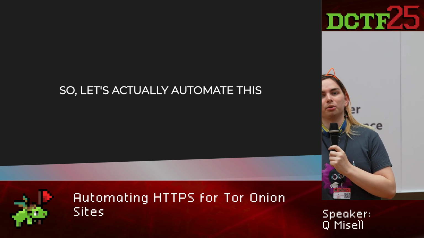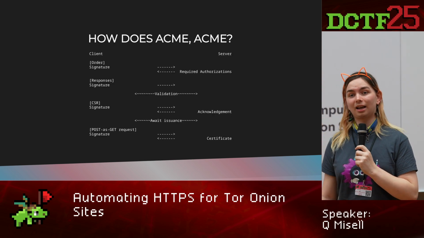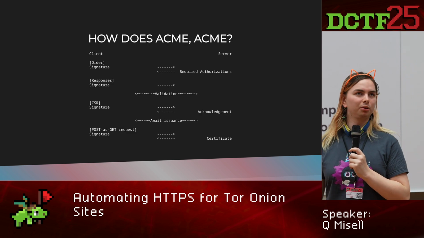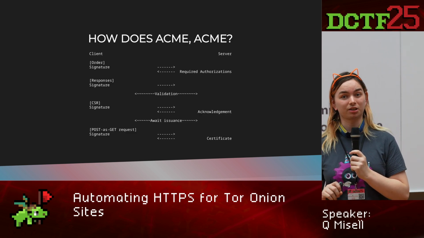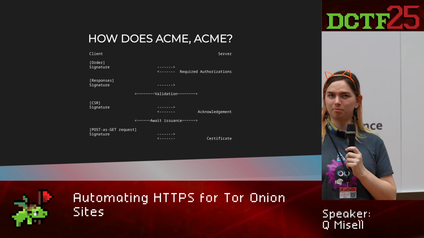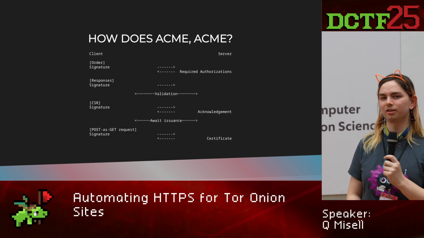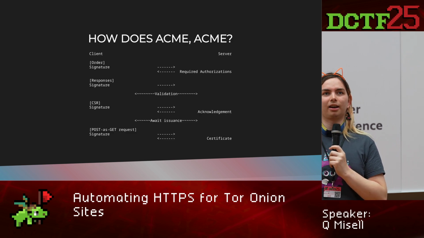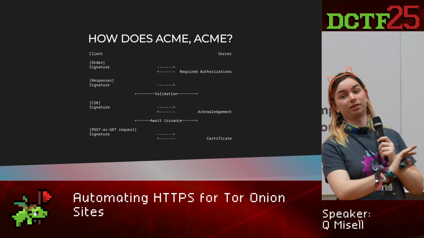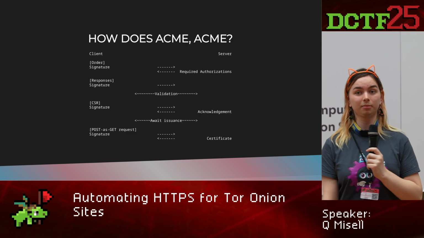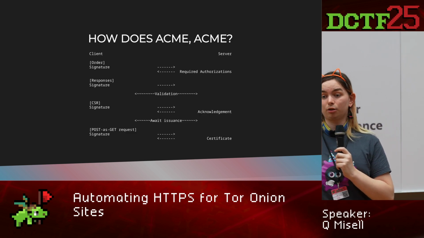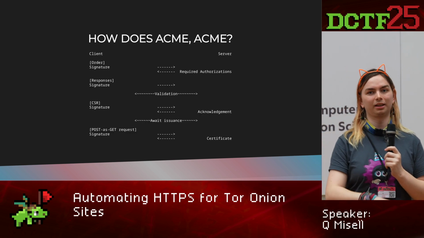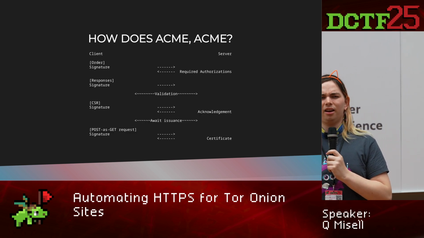So let's actually try and automate this. How does ACME actually work? It's a relatively simple HTTP exchange between you and the CA. There's some signature stuff in there, but that need not concern us at the moment. You say, hello, I have an order, and that order is, I would like a certificate for this list of websites valid from this time. And the CA says, cool, I've got your order. You need to perform these authorizations, and then I will issue your certificate.